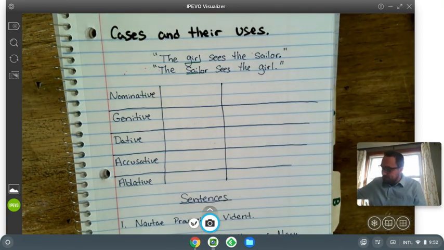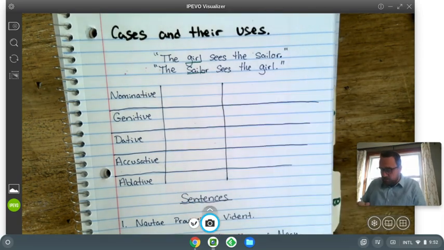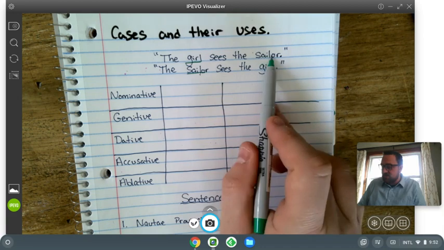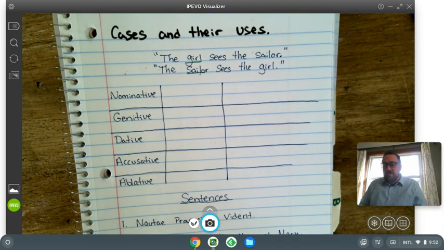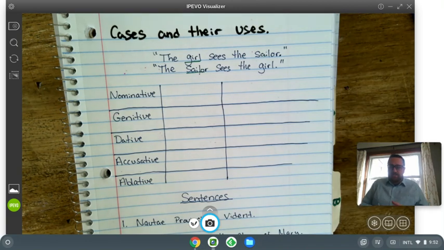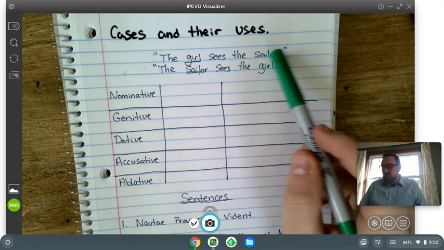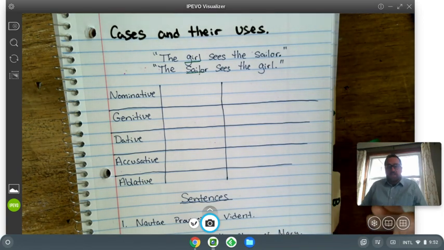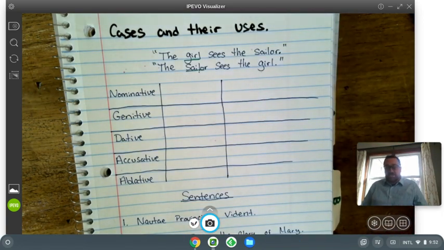Now, if you look, the girl is the same word in both sentences, and sailor is the same word in both sentences. It's spelt the same, it sounds the same, and that's kind of how English works. In English, the order of the words is what makes different sentences have different meanings. Now, in Latin, it's a little bit different. In Latin, if I translated each of these two sentences into Latin, the word for girl would be different in each sentence because the word for girl is serving a different role in the sentence.